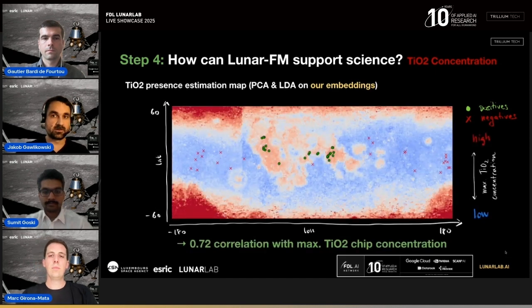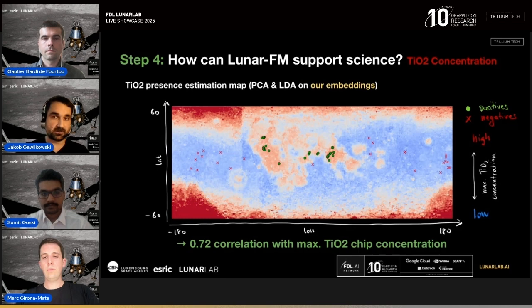In this example, we apply simple principal component analysis on our multimodal embeddings and then separate the positive and negative embeddings based on linear discriminant analysis, first to reduce the dimensionality of our embeddings and then to separate them into negative and positive examples. And even with this small number of positive and negative examples, the extrapolation to the moon already correlates very well with the ground truth maximum concentration measured in individual chips.